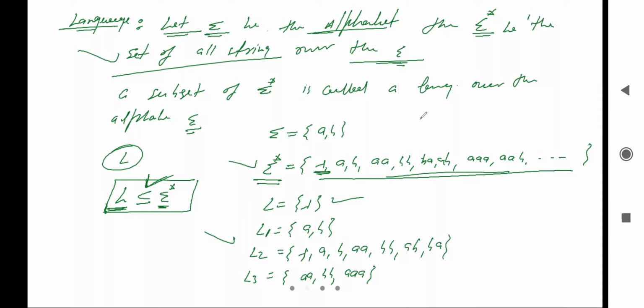Okay. After that we can say language equal to a power n b power n, such that n is greater than or equal to 0. This is also a language. It is the set of all strings where a is followed by b, right?